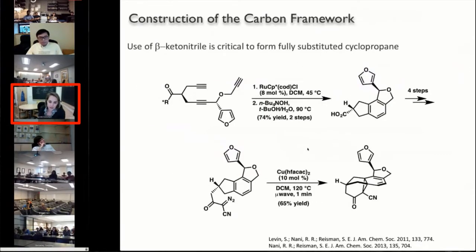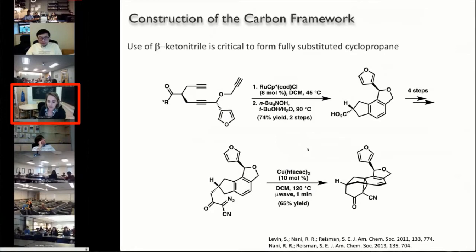So we use a ruthenium catalyst that allows us to engage this triene in a quite efficient cycloisomerization reaction that gives the tricyclic arene here. And we can elaborate in a few steps to the alpha-diazo beta-ketonitrile. And for the key cyclopropanation, we use a copper hexafluoroacetylacetonate catalyst, which works pretty well.